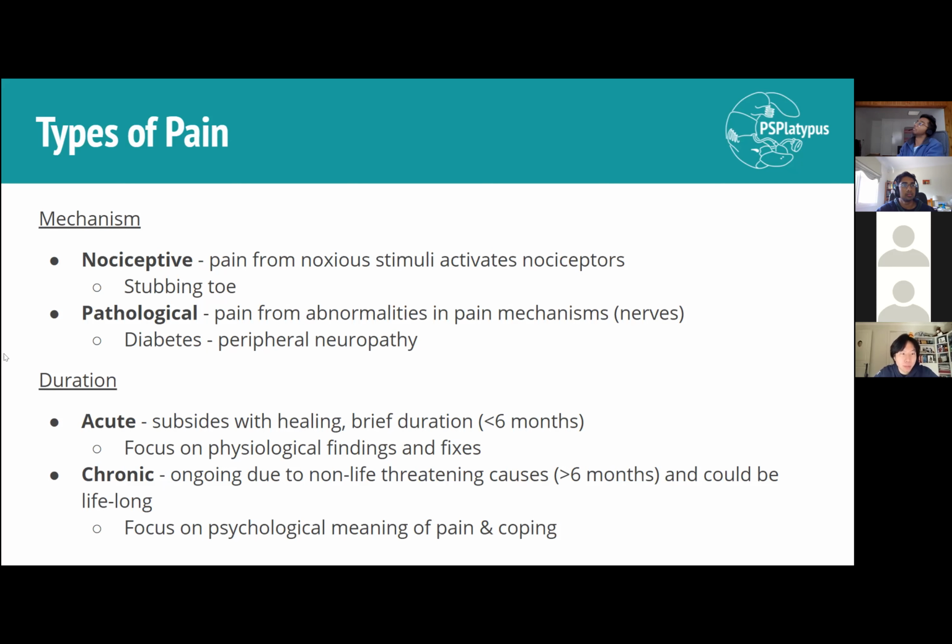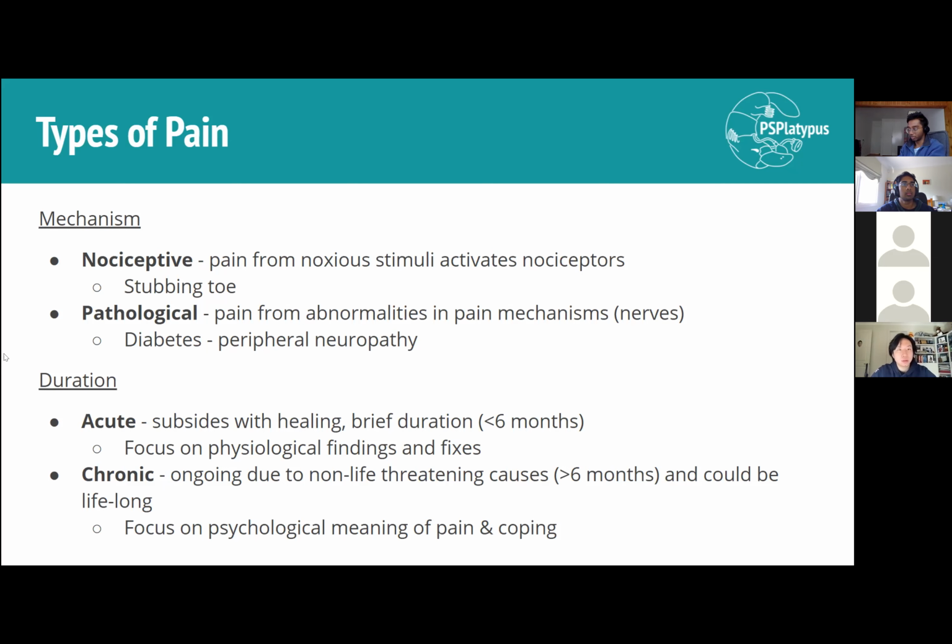Pathological, by that we mean it's more of an abnormality, some disease process that causes pain in the actual nerves and in the pain mechanisms themselves. So for example, diabetes causes peripheral neuropathy, which damages nerves, which causes pain, which is distinct to the normal action of nerves firing due to noxious stimuli.